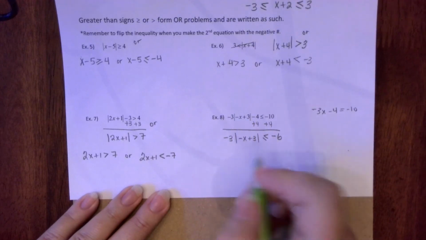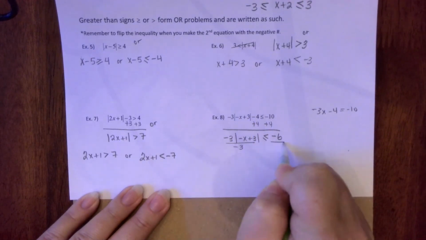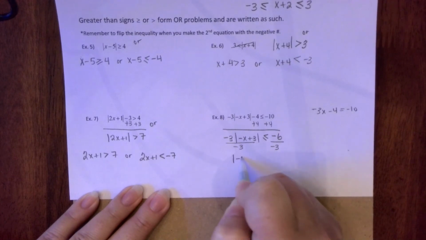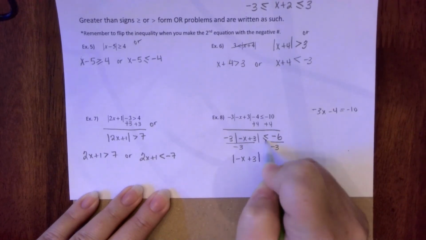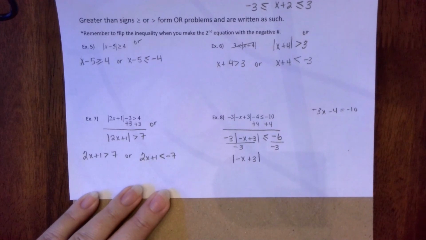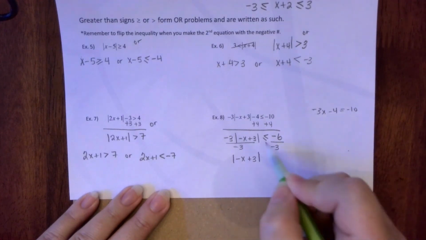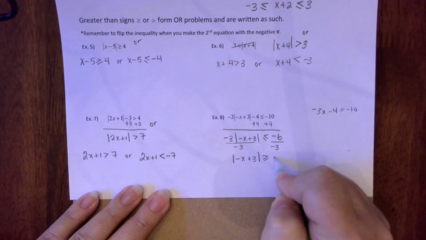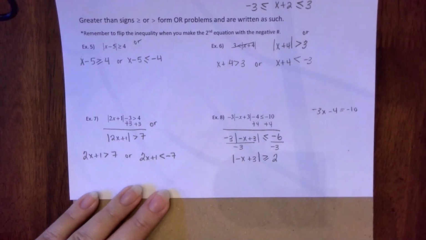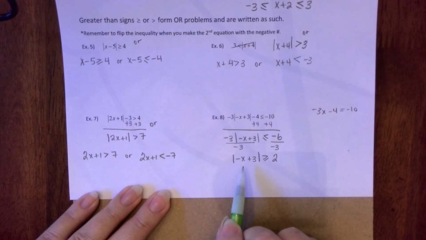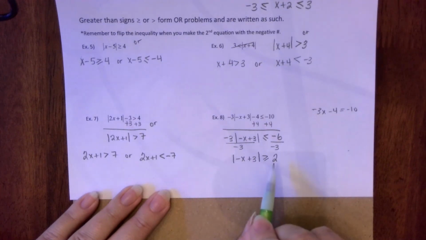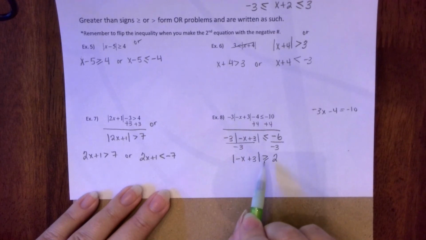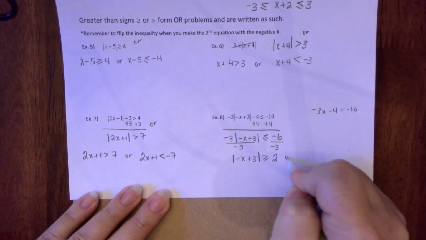So your next step is to divide by a negative 3. Ooh, when you divide by a negative and you've got inequalities, what do you have to do with that inequality? You have to flip it around and then divide. So negative 6 divided by negative 3 is a positive 2. Well, now you're all set. Because remember at the beginning it said the absolute value had to be on the left all by itself, and then the number had to be on the right. Now you can see that it's actually an OR problem.